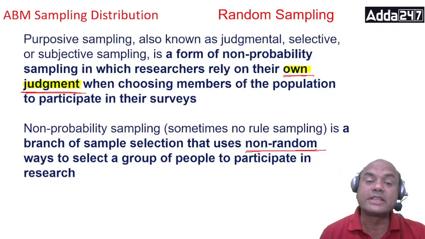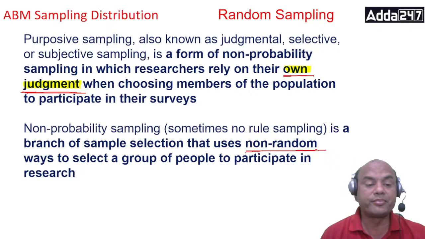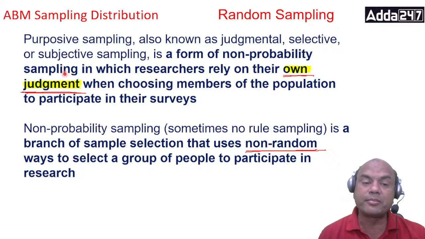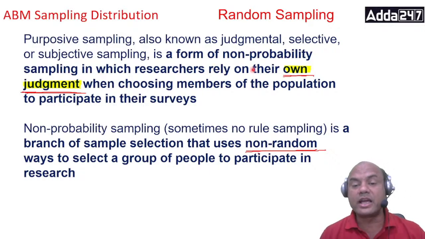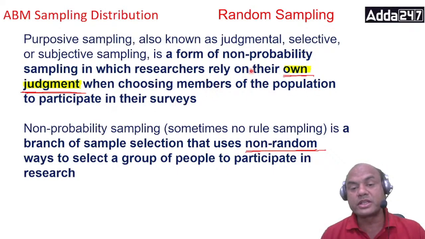Now I'll come to the second part. This was all probability. Now this is non-probability. Now what is this? Let's see. Purposive sampling, also known as judgmental, selective or subjective sampling, is a form of non-probability sampling in which the researchers rely on their own judgment when choosing the members of the population to participate in the survey. So this is all judgmental.